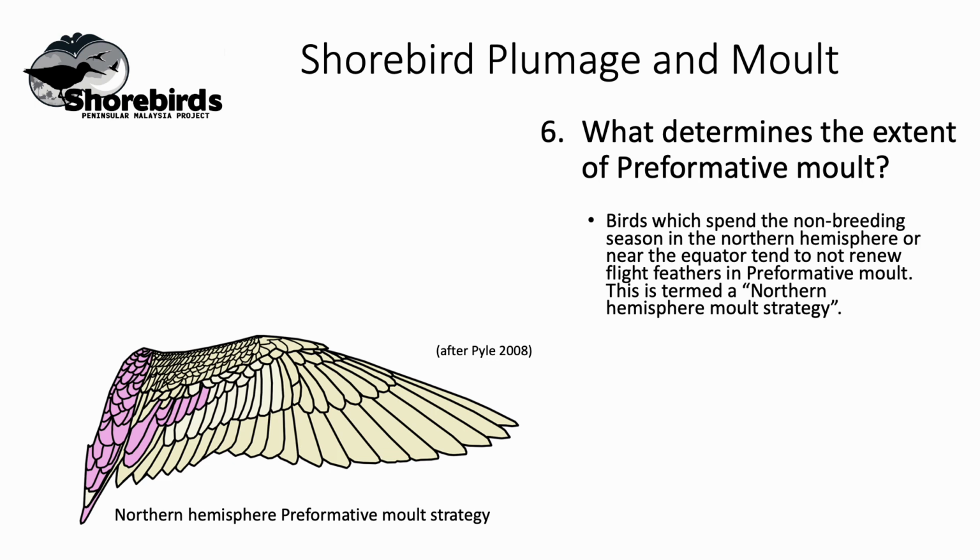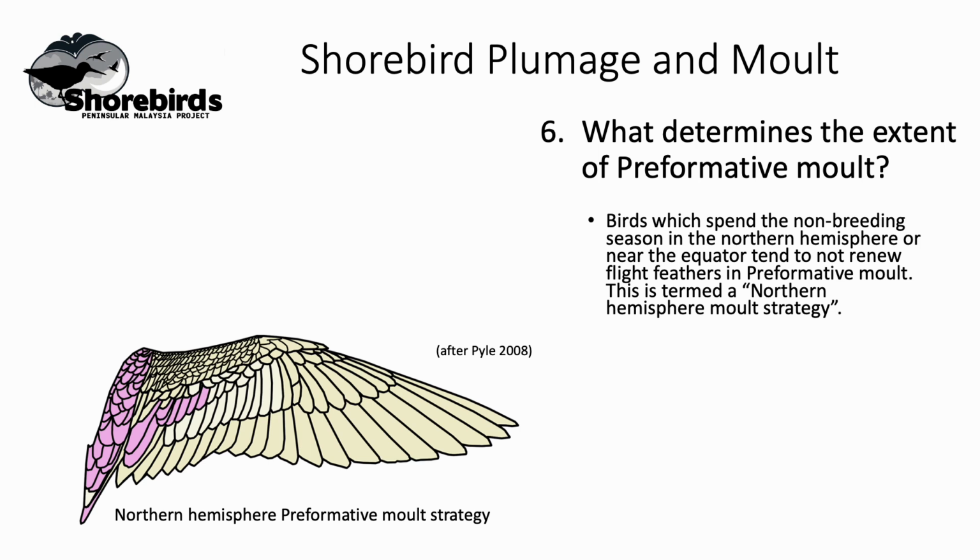So birds which spend a non-breeding season in the northern hemisphere or near the equator tend not to renew flight feathers in preformative molt, and this is sometimes called the northern hemisphere molt strategy. And so this little diagram here shows you the feathers in pink are formative feathers. The feathers in kind of straw color are juvenile feathers.